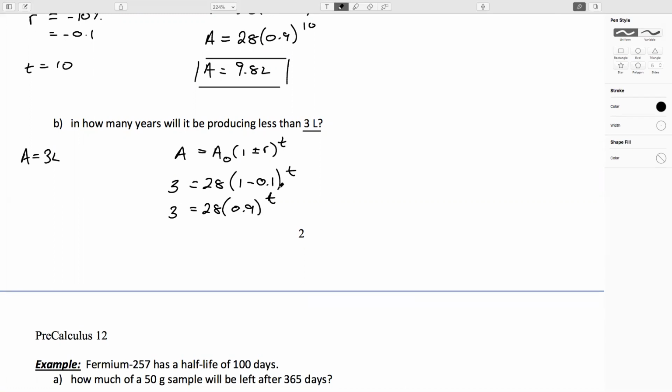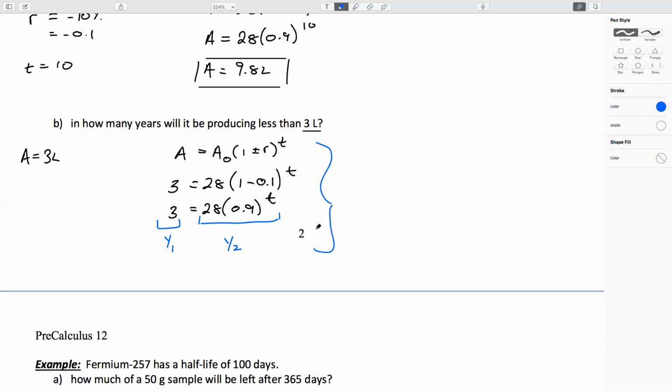So we've got a couple of options here. We can solve this graphically by plotting it, and that's how I'm going to do it, but it's not the only way. The other thing we can do is divide 3 by 28, and we can test powers of 0.9 until we get really close. That's the guess and check method. So that way will work, but it's maybe not the most elegant solution. What I'm going to do is plot one function as y1, plot one function as y2, and find the intersection point.